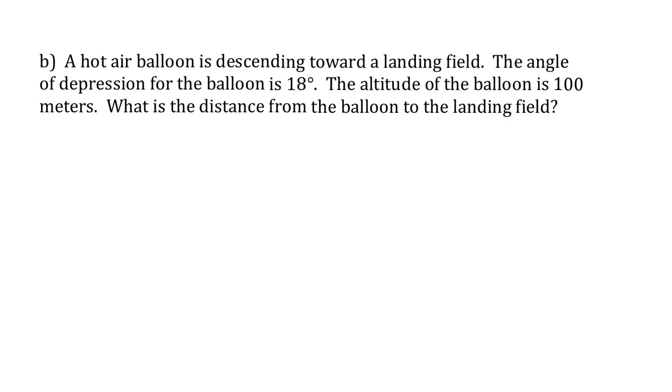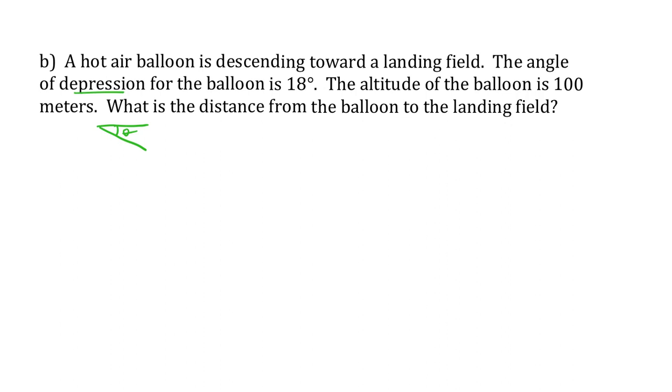The angle of depression. The first thing I'm going to tell you, depression is depressed. It starts out here and it goes down. So an angle of depression is always coming from the ceiling. Elevation from the ground up, depression from the ceiling down. A hot air balloon is descending toward a landing field. The angle of depression for the balloon is 18. The altitude of the balloon is 100 meters.